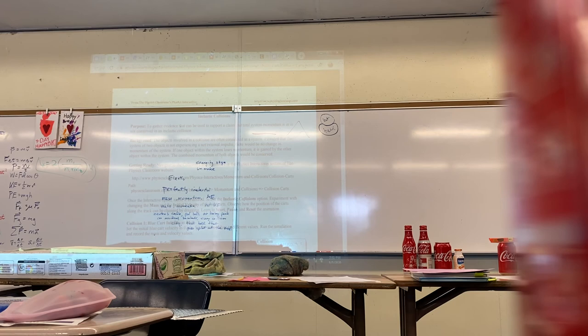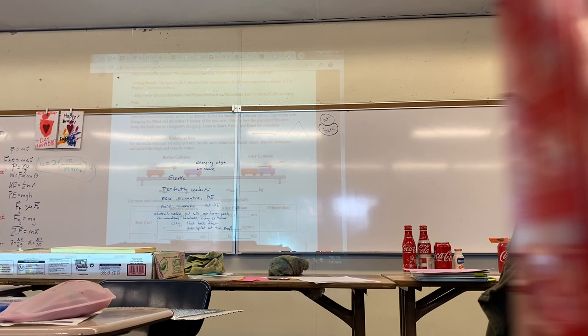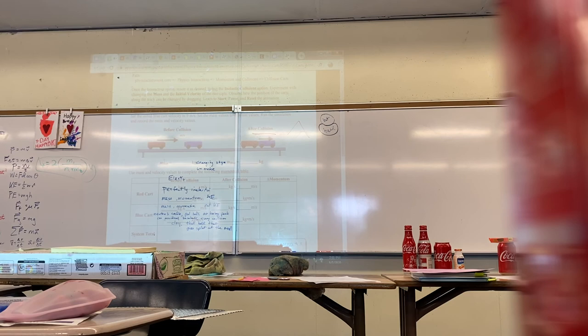There are two collisions you're going to look at. So what I'd like you to do real quick is find the two collisions and identify what's going on in both. You can look at the picture or you can just look at the title. It tells you what's going on. All right, so for the first collision, is the red cart moving? What about the blue cart? No, it's at rest.